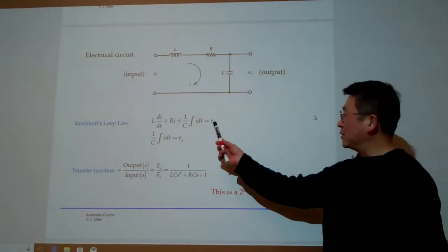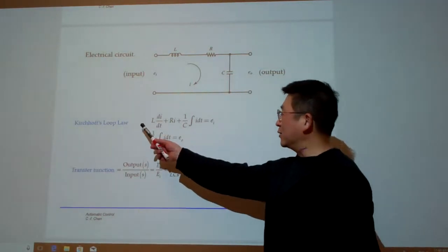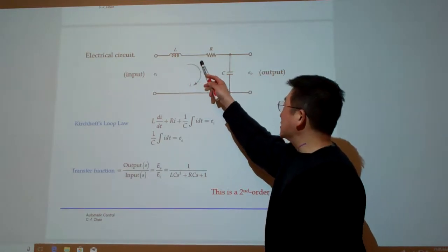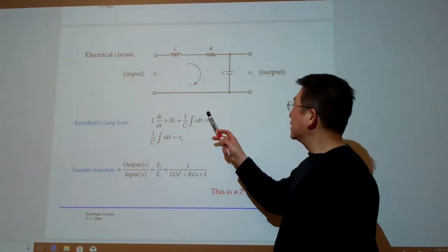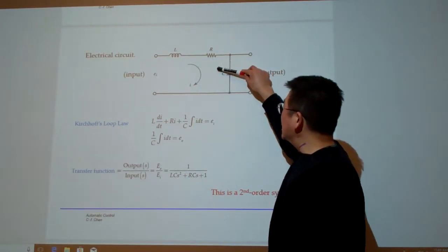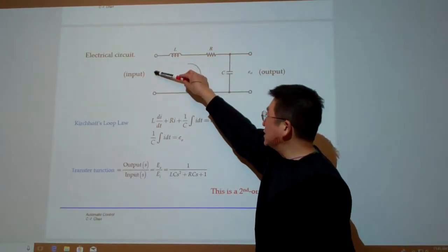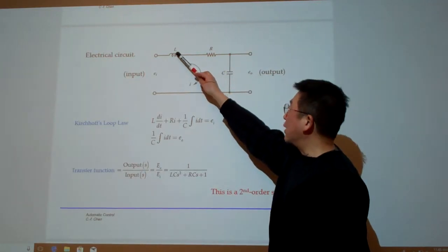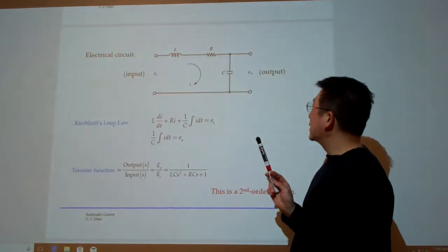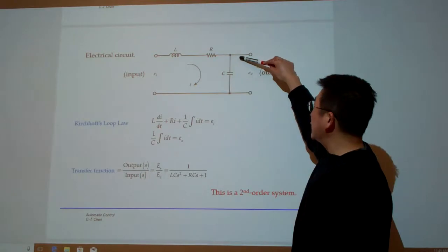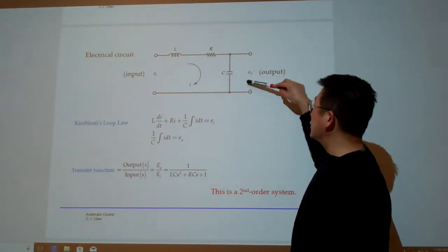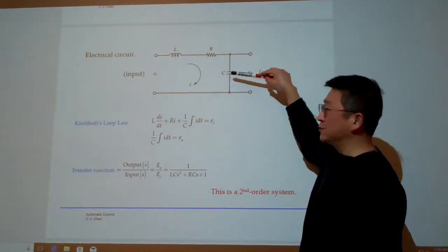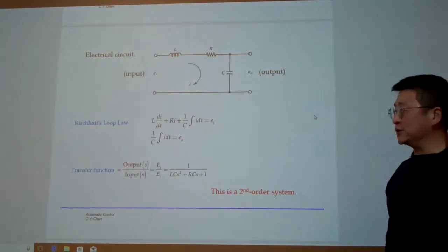Basically, for the first equation we apply the loop law to the first loop, surrounding this loop, and this is the EMF. The voltage should be equal to the voltage drop across the three elements. Then for the second loop, across the output terminal, this voltage must be equal to the voltage across the capacitor. So here we have two equations.